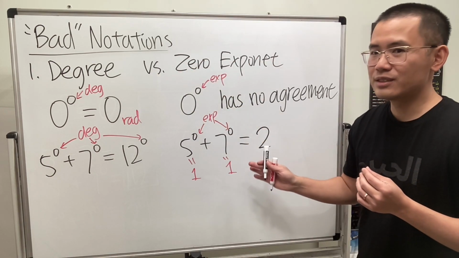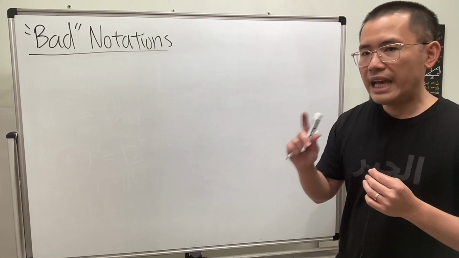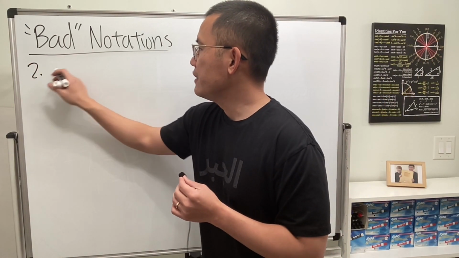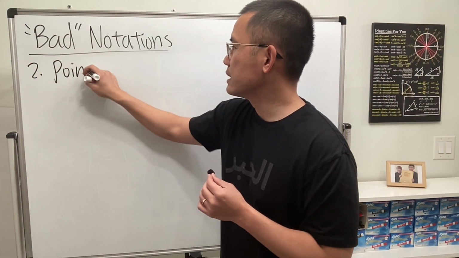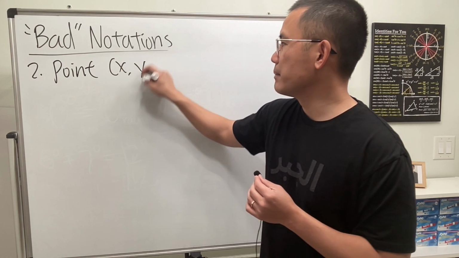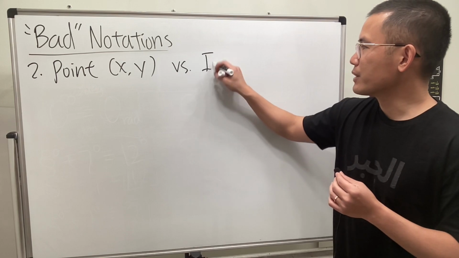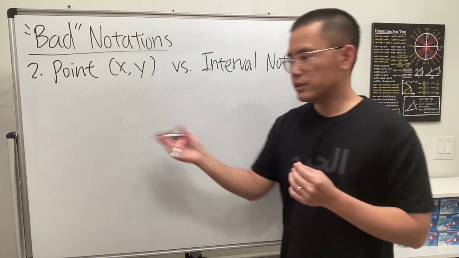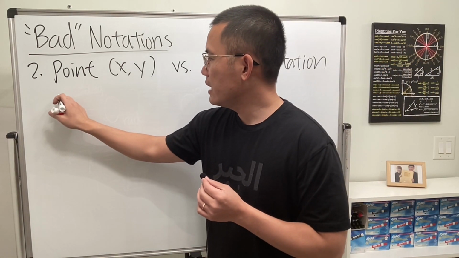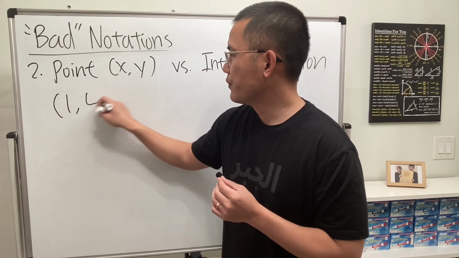In fact, the next one is even worse. I am talking about if you have a point, and of course we're talking about the x comma y notation, versus the interval notation. So just a quick example. Let's say we have 1 comma 4.